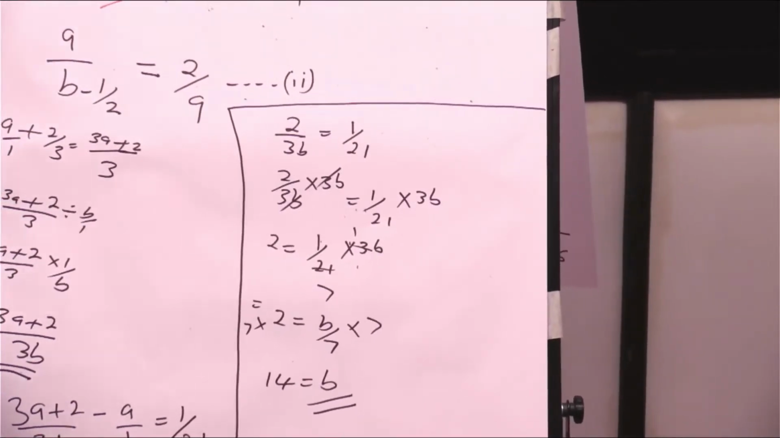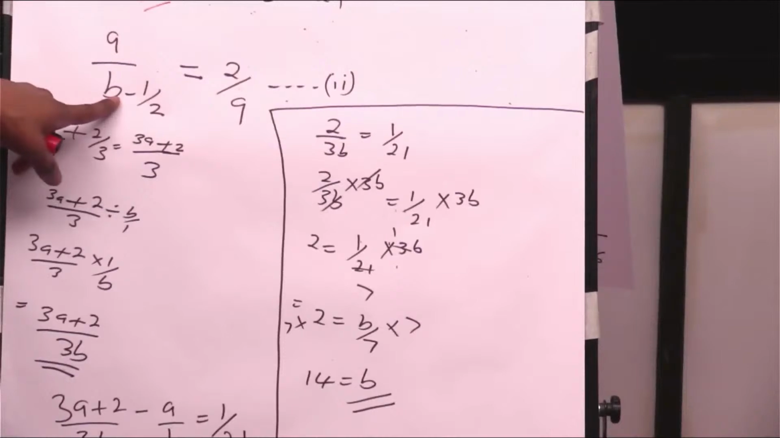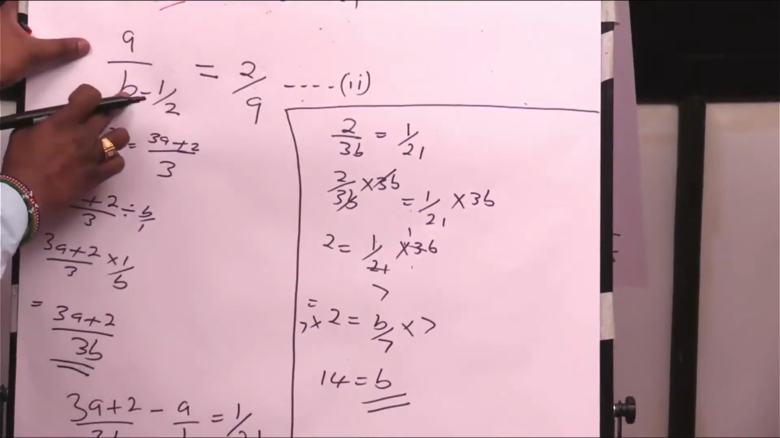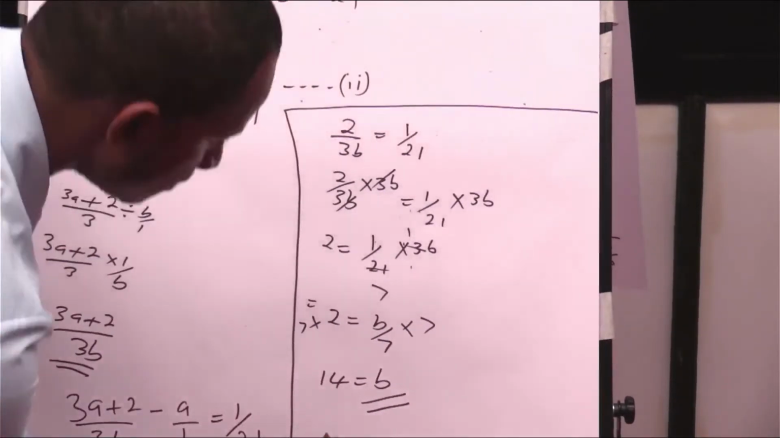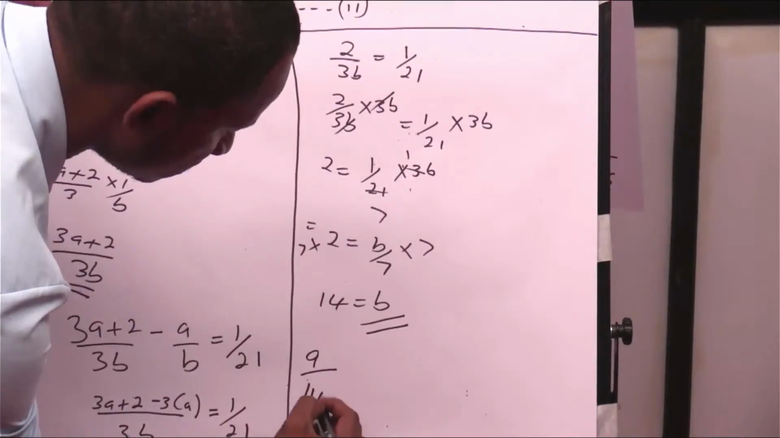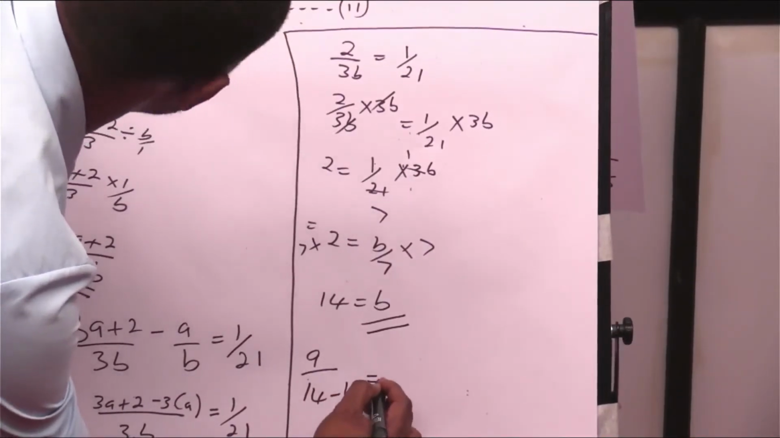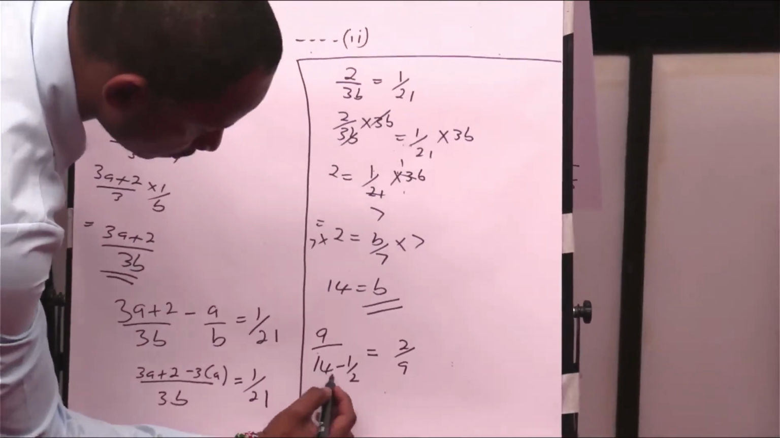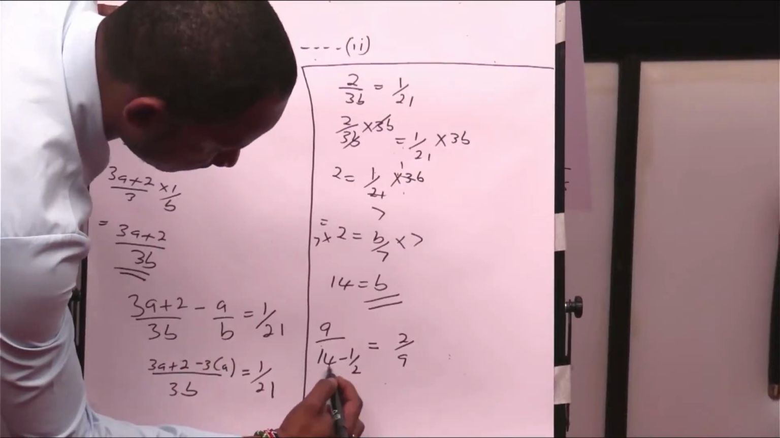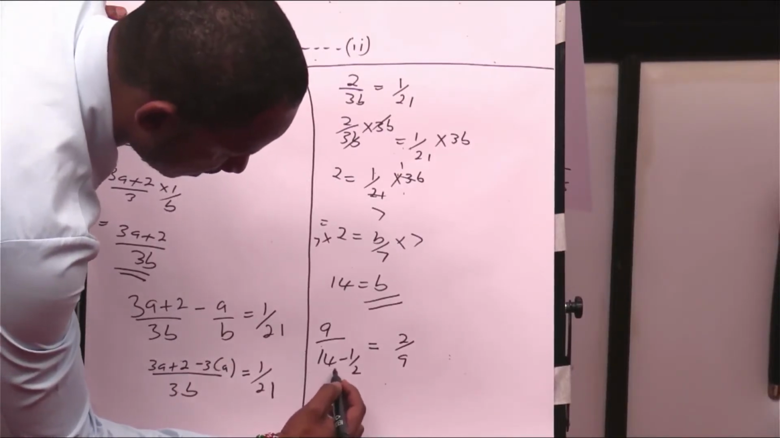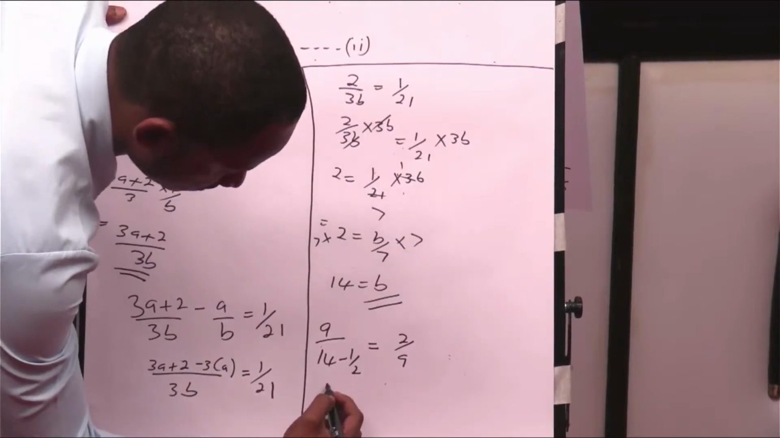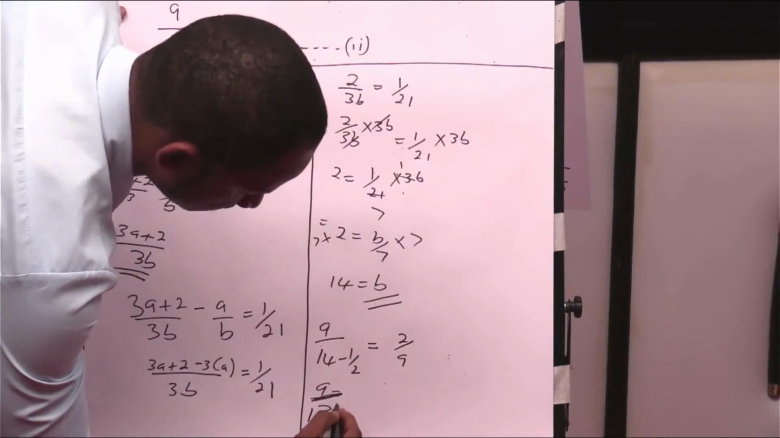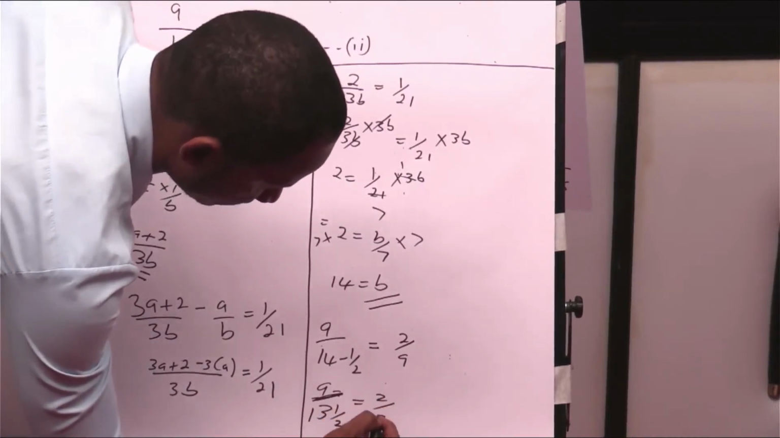What about our A? If B is 14, what is A? Replace it here. So A over B minus a half, A over B, B is 14, minus a half equals 2 over 9. So 14 minus a half is 13 and a half. So A over 13 and a half equals 2 over 9.